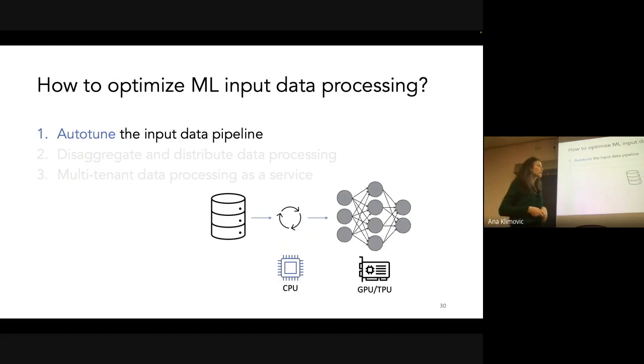This is the idea that we're given some amount of resources on a training host, some CPU cores, memory, and the question is, we have this input data pipeline that we need to run. How do we allocate to each operator in this pipeline the right amount of CPU time and memory so that we can operate that pipeline at the highest possible throughput given those resources?